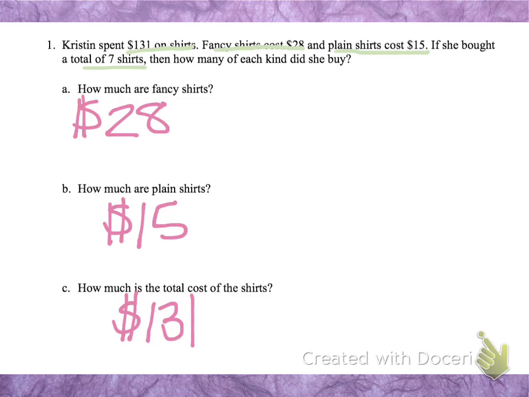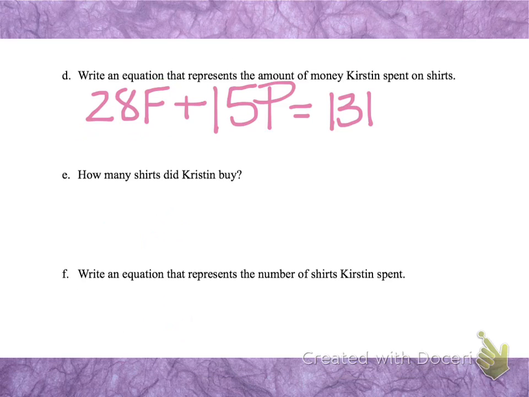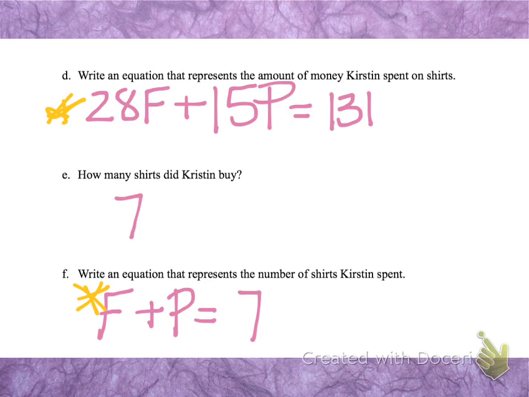Then it asks, how many shirts did she buy? Well, going back here, she bought a total of 7 shirts. So if you had fancy shirts plus plain shirts, the total of them would be 7. You now have 2 equations. You have a system of equations. Now, you can solve this.